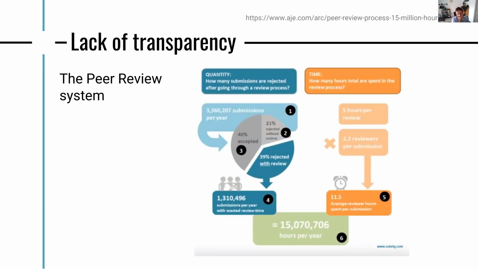So I think that there is one process, over all of the other processes we have in science, that represents well this lack of transparency. It's the peer review system, at least the traditional way that we do peer review. So as you know, in most of the cases, peer review is done blindly. So the authors are not aware of who the reviewers are and vice versa.